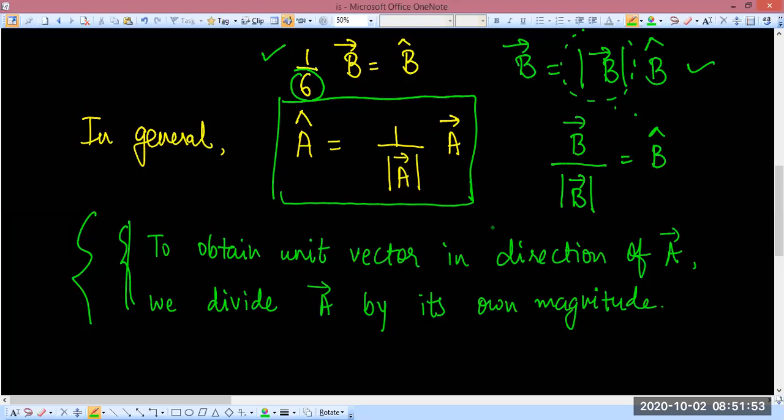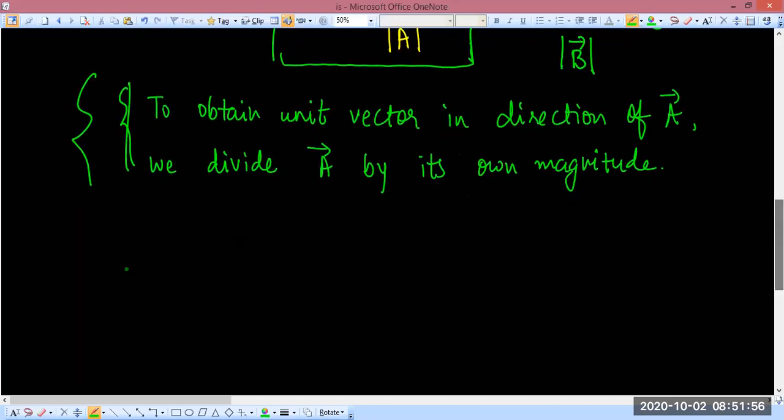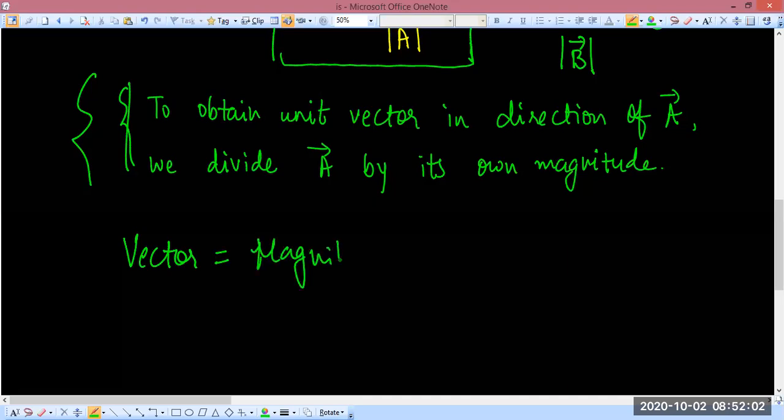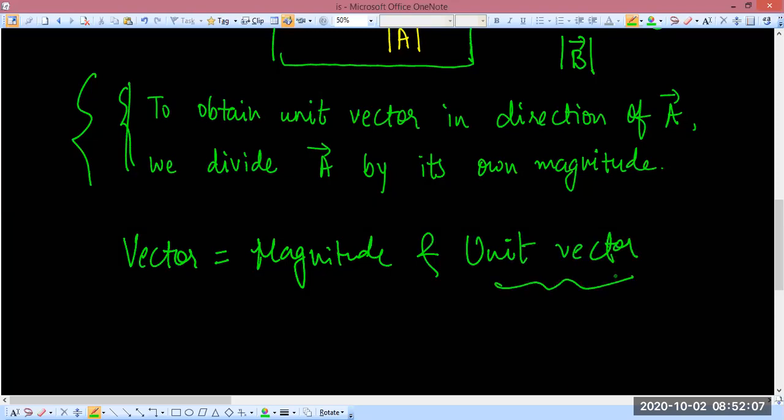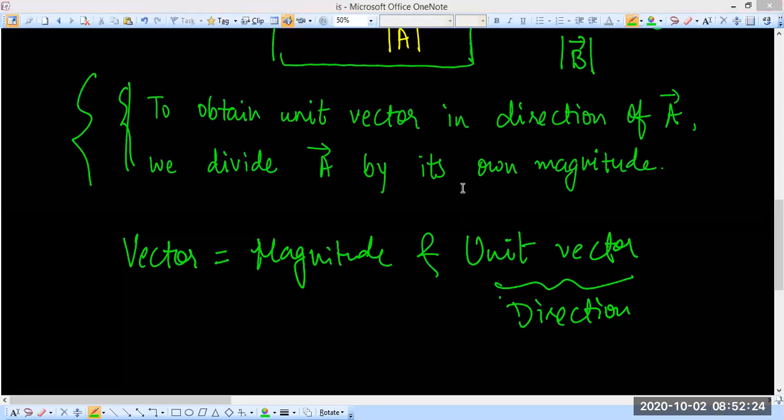So the key thing to understand is that a vector can be written as a magnitude followed by unit vector. Agreed? Because unit vector actually indicates direction. Unit vector actually indicates direction, right? So that is what we are going to use in components now. This is exactly what we are going to use in components.